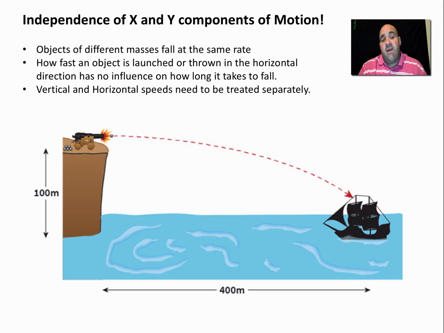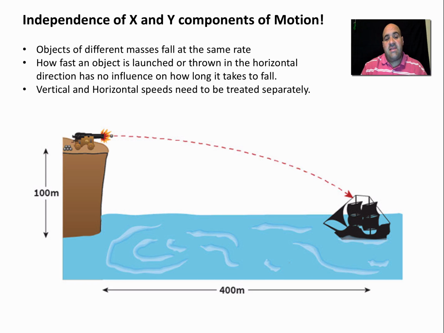But now we know that no matter how fast an object is launched or thrown in the horizontal direction, it has no influence on how long it takes to fall. Vertical and horizontal components of motion, velocities, need to be treated separately. And if we do that, it helps us solve problems like the picture poses below.